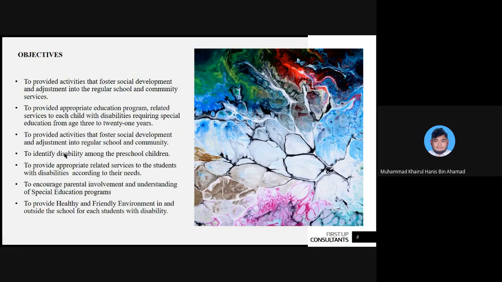Okay, then to provide the appropriate related services to students with a disability according to their needs, like hearing aids. Next point is to encourage parental involvement and understanding of the special education program. As we know, in Malaysia, there are many parents who do not know how to handle disabled or special children. Then, to provide a healthy and friendly environment outside the school for each student with a disability.